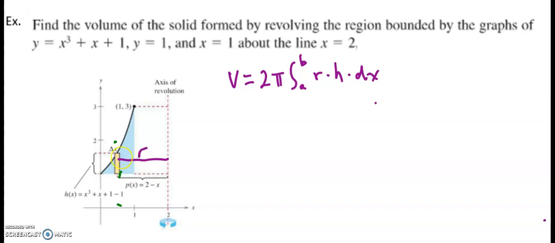Well, if you think about how far this is, I know that the distance from the origin to the line x equals 2 has to be a distance of 2. And I know that the distance from x equals 0 to this shell right here has to be a distance of x. So it makes sense that the radius of every shell will be 2 minus x.